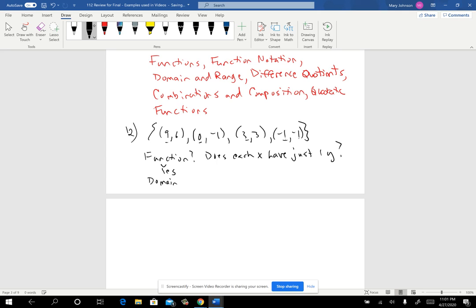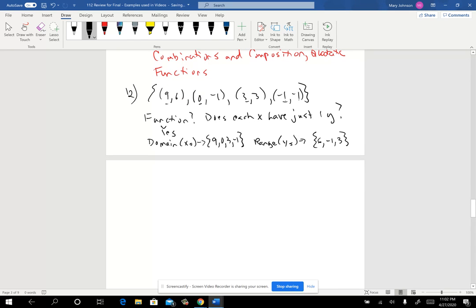Domain should be associated with x's. The range would be what the y's are. And they give those to you explicitly. But it's not a range. It's not interval notation. It's the number 9, 0, 3, and -1. And for the range, it's the y's, and you don't have a continuous function. You have individual ordered pairs. So 6, -1, and 3, and you don't need to list the -1 again. All right, so yes, it's a function, okay? But it does have this -1 repeated, and sometimes people mistakenly say it's not a function because of that.